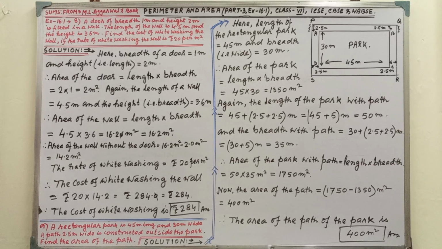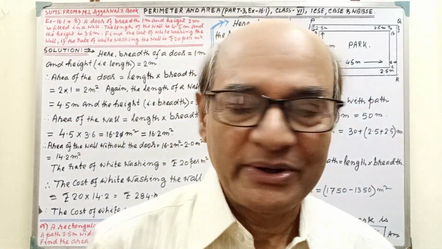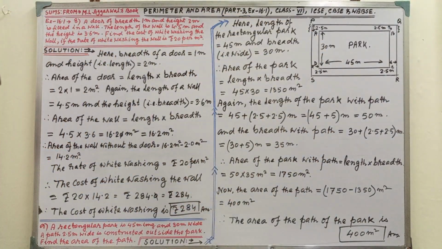Today for class 7, perimeter and area, part 3. That means you have already got 2 lessons. You must go through those lessons. Now please pay your attention on the board. Sums given from M.L. Agarwal's book, exercise 16.1, sum number 8.